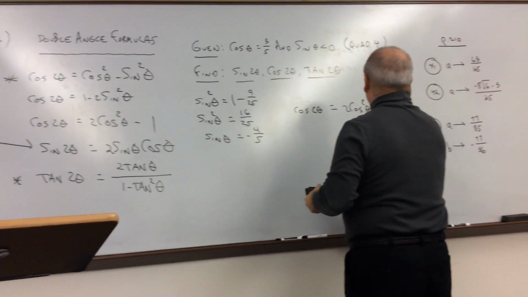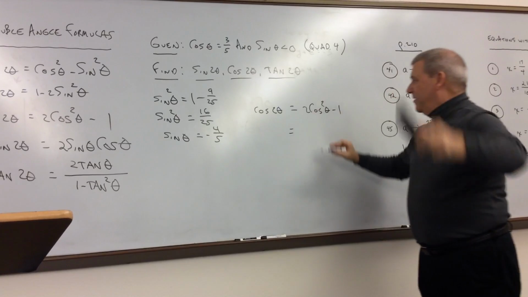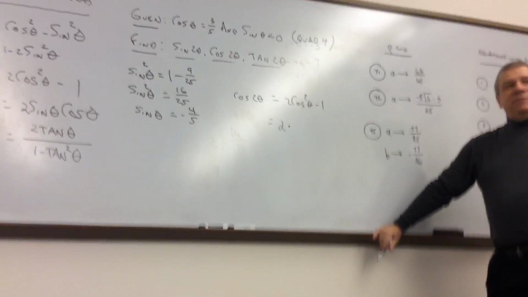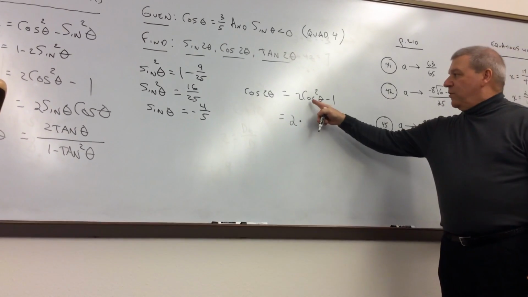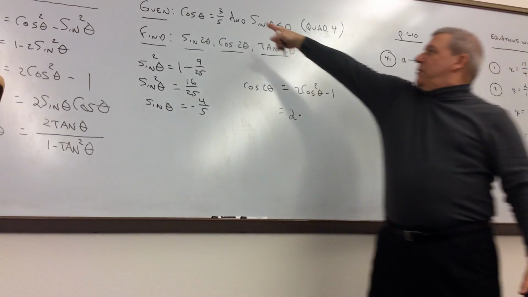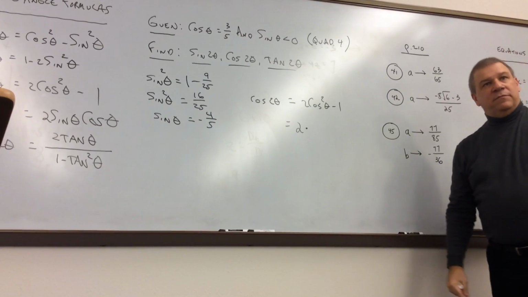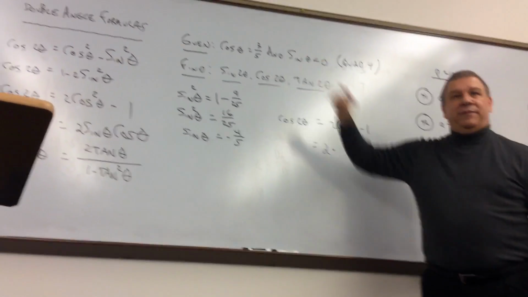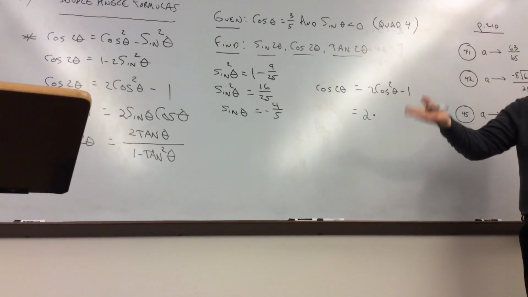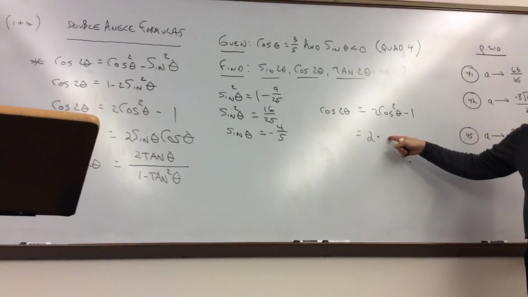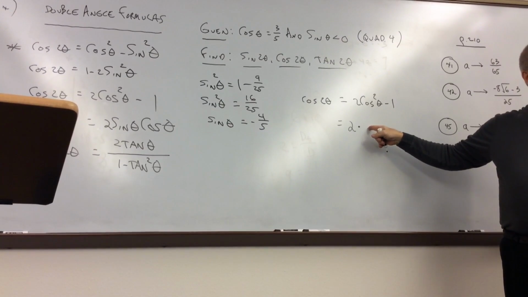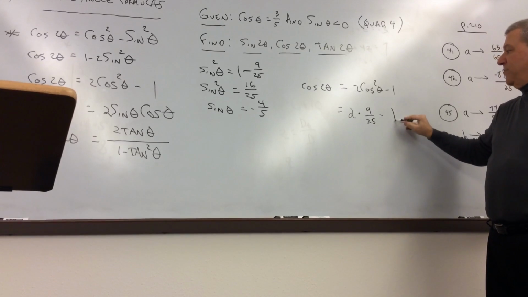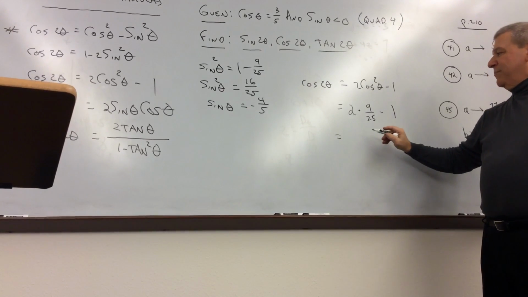2 cosine squared of theta minus 1. Now watch this. 2 times what? That's cosine squared of theta. So there's cosine of theta. Square it. It's 2 cosine squared of theta. Come on, you're just plugging in. You're just squaring it. So 2 times what? John? Minus 1. This is grade school arithmetic.